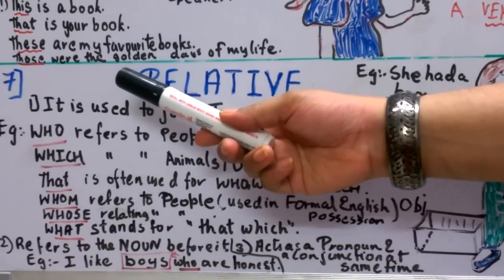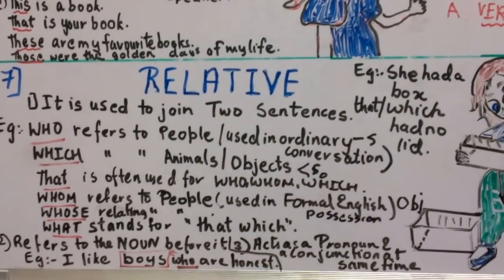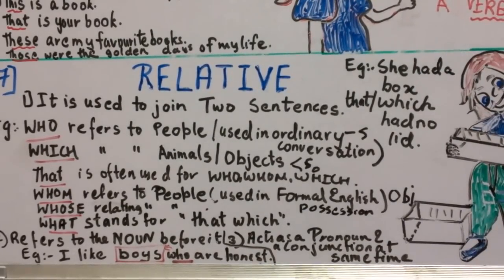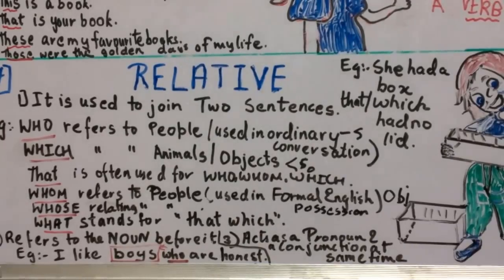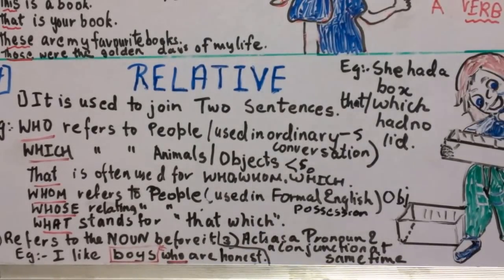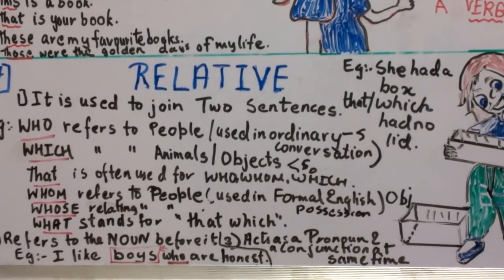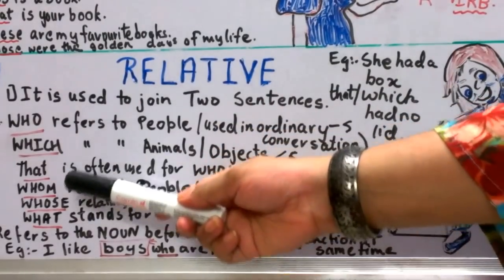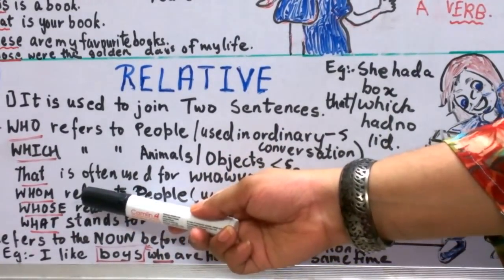Please note that the pronoun cannot be used first. First we must have the noun mentioned and then you have the pronoun, because you won't know what the pronoun is used for. So please understand what the relative pronoun is. When we use relative pronouns, we use who, which, that, whom, whose and what. We have to be very careful.